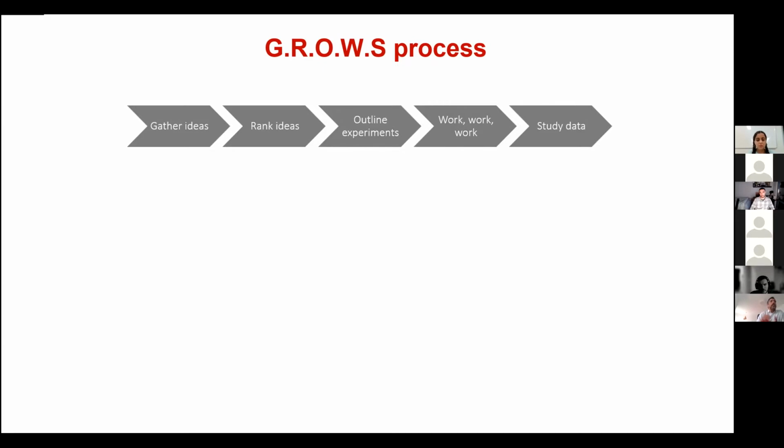Then you need to outline the experiments. Okay, if I want to improve this, or I think we can do it this way. And from there, you're going to have to work a lot. But finally, you need to have some kind of way to know if your work was good. So you need to study the data. You're going to have some analytics, some statistics about how the experiment went. Was it a success, was it a failure, did we improve something, or did we improve many things, hopefully?